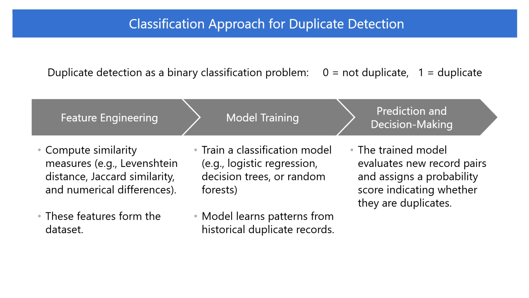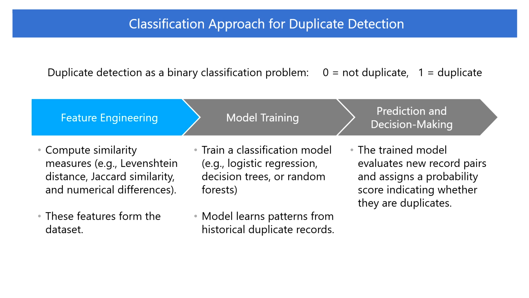One common way to leverage machine learning for duplicate detection is through classification, a supervised learning method. This method treats duplicate identification as a binary classification problem, where the goal is to predict whether a pair of records refers to the same entity. The process follows three key steps.